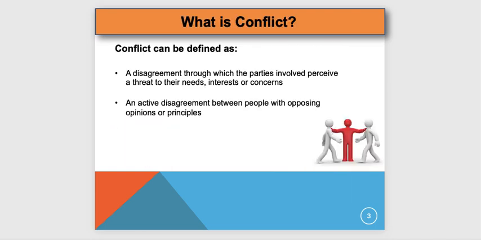So, what is conflict? Well, conflict can quite simply be defined as a disagreement for which the parties involved perceive a threat to their needs, interests, or concerns, or an active disagreement between people with opposing opinions or principles. So, what does that mean then? Let's bring it back to the event world.